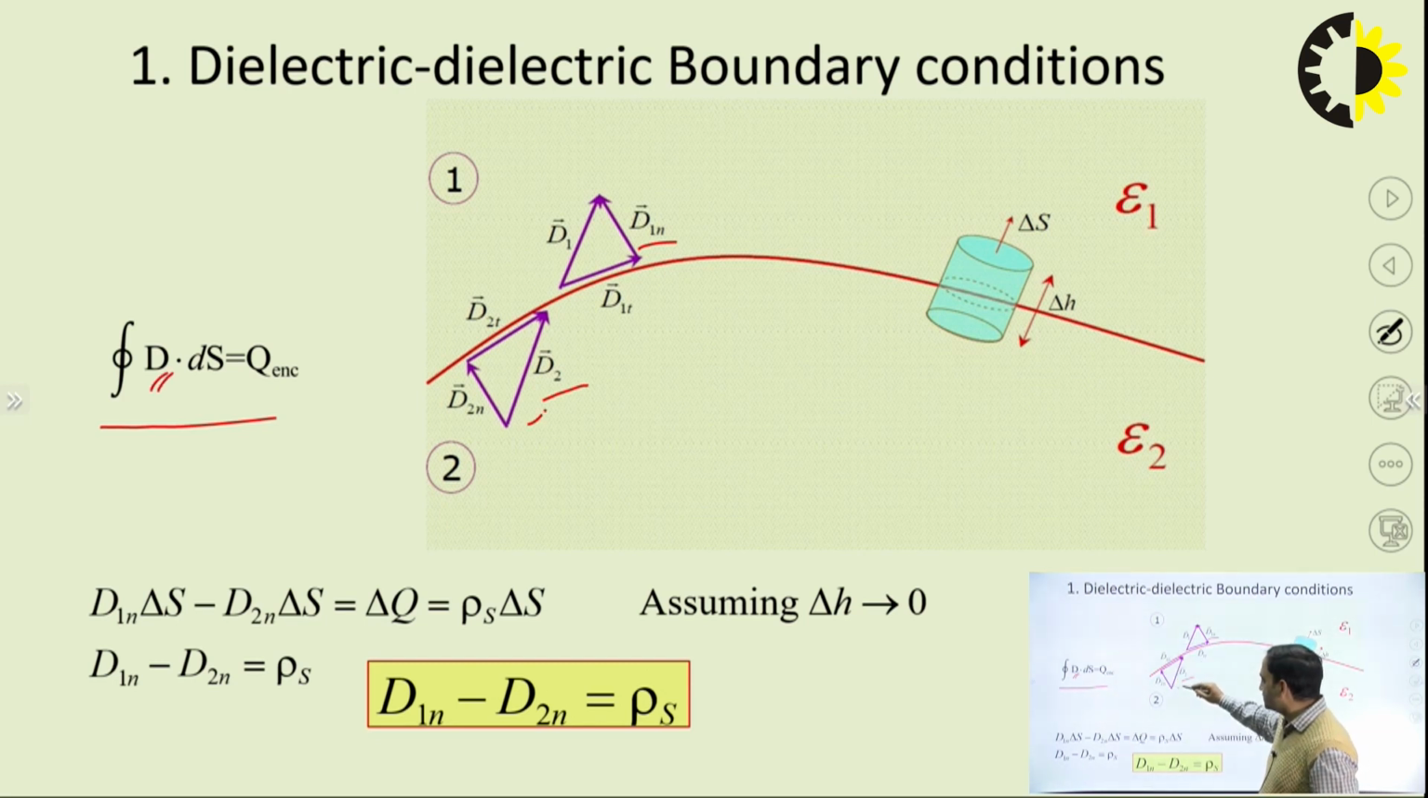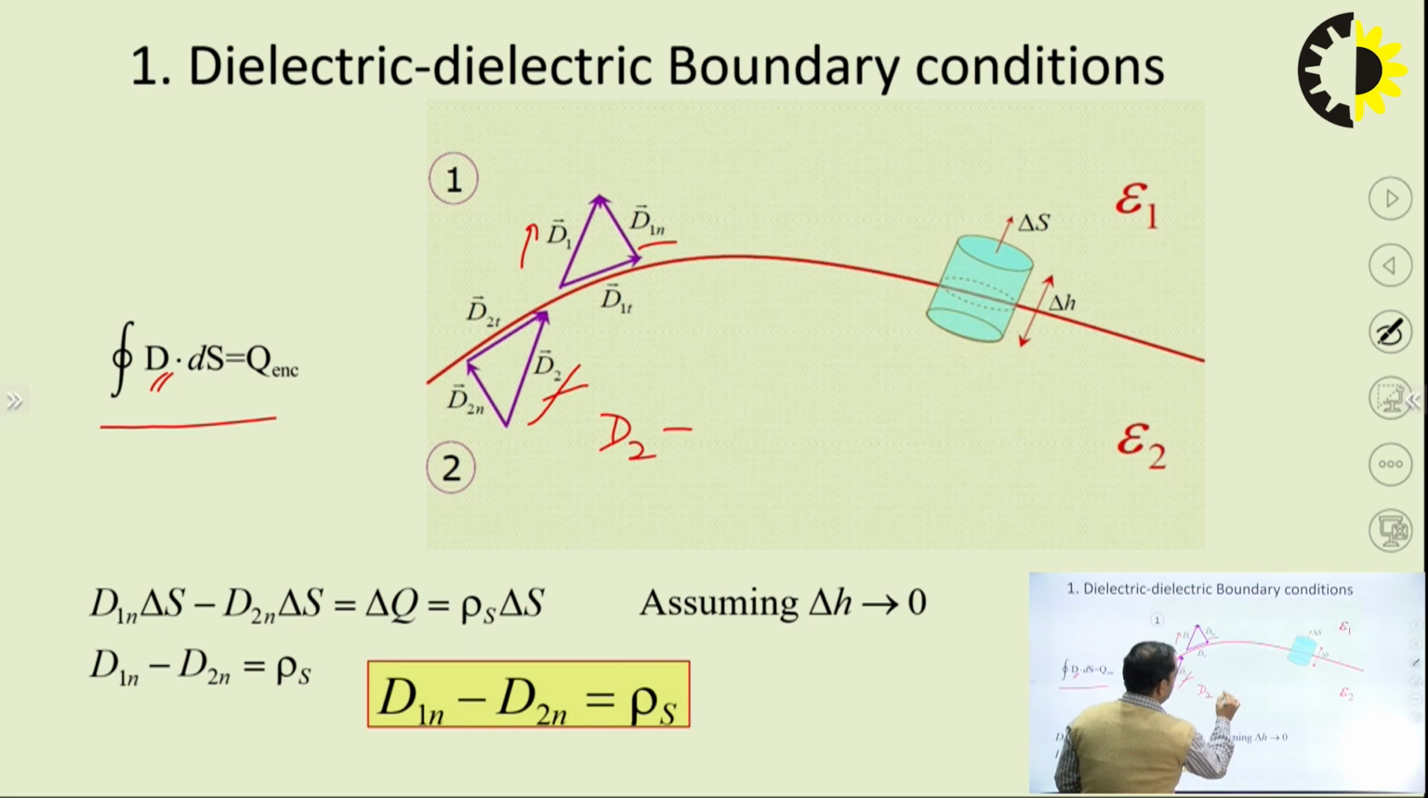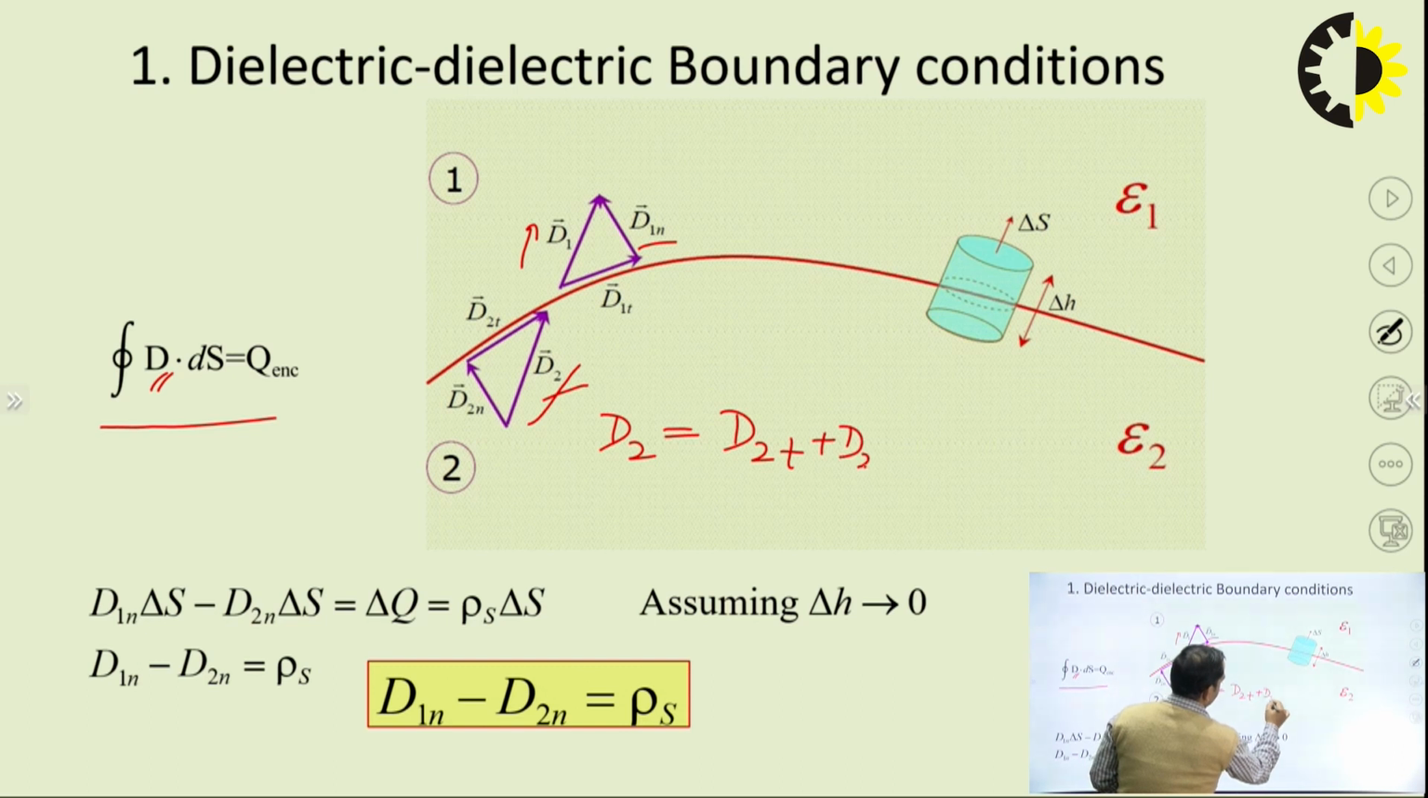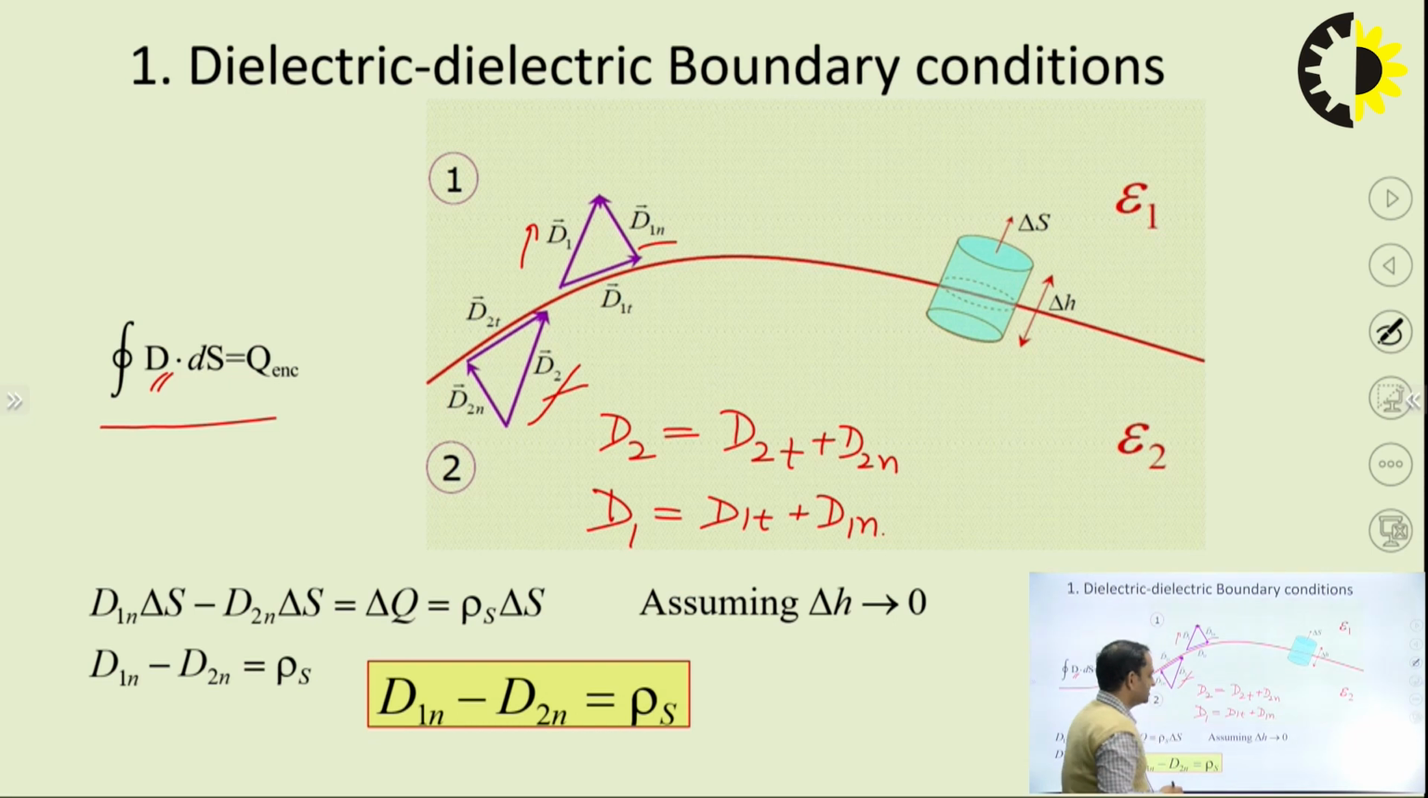So D2 is in medium 2, corresponding to that D1 is in medium 1. Again we will bifurcate into the two components of D. D2 has two components, D2t plus D2n. So we can write D2 equal to D2t plus D2n. Similarly, we can write D1 as D1t plus D1n, right? So this is the bifurcation of these two components.